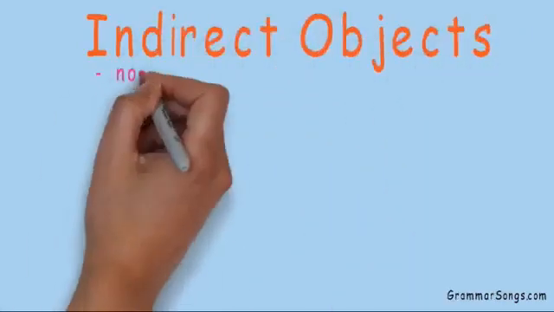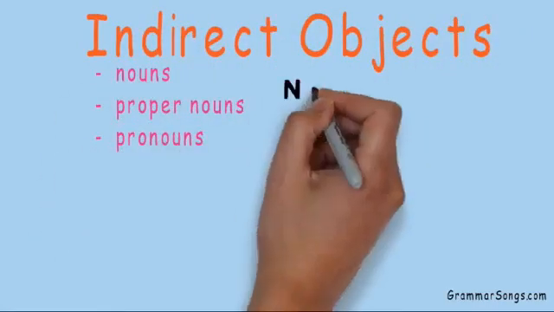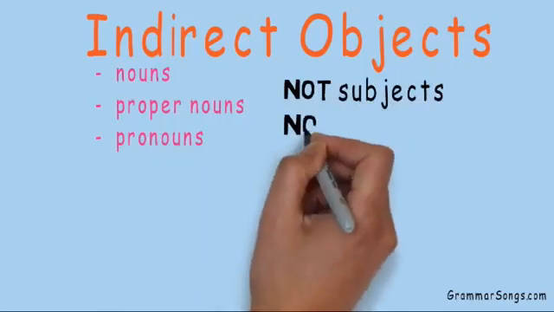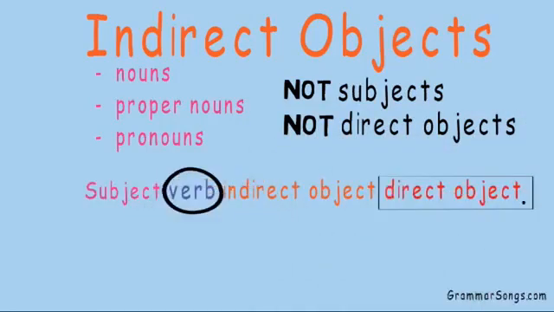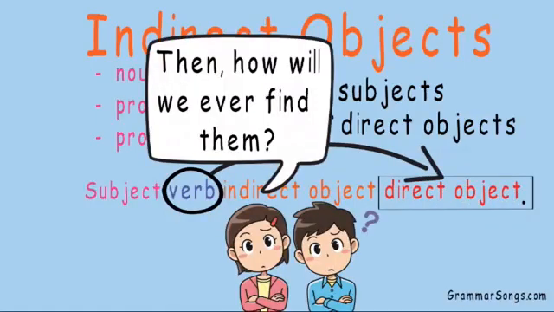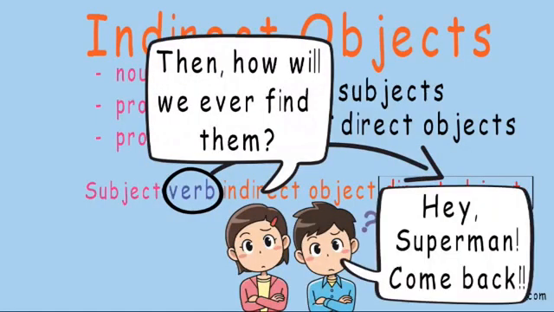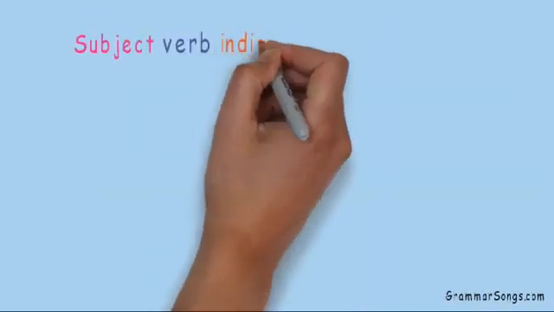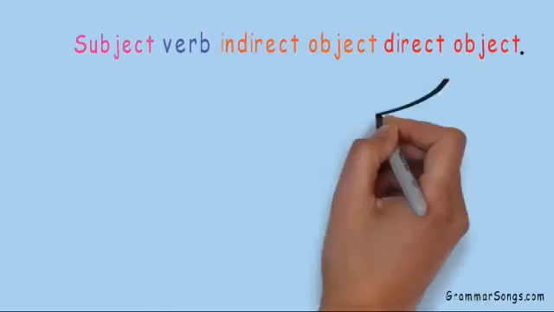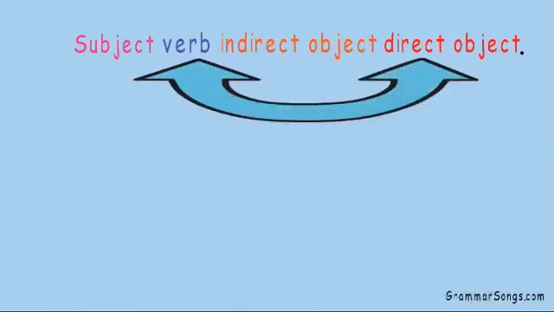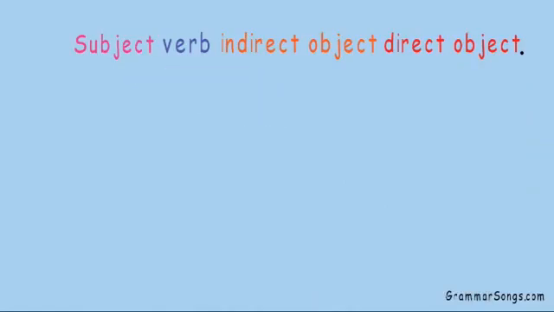Indirect objects are nouns, proper nouns, or pronouns that are not the subjects or direct objects of sentences. They are affected by the verb, but not directly. Then how will we ever find them? Hey, Superman, come back! Relax. I promise this will all make sense. When a sentence has an indirect object, and not many sentences do, you can always find it in between the verb and the direct object.